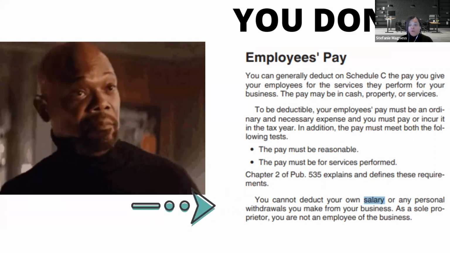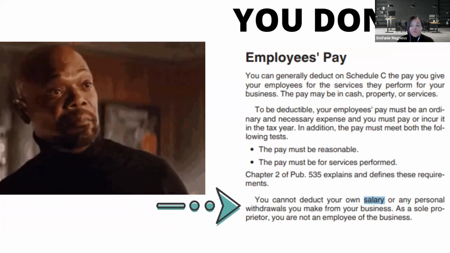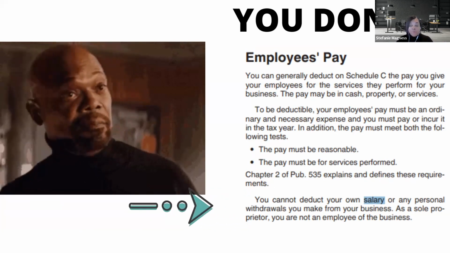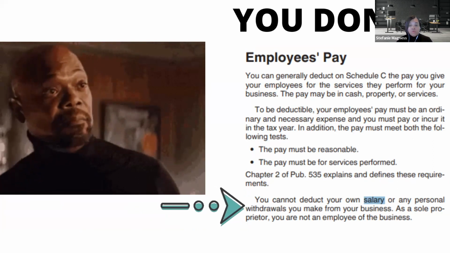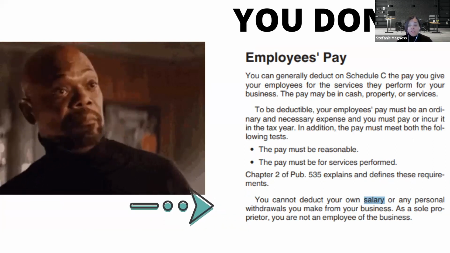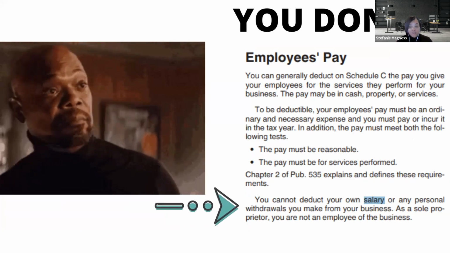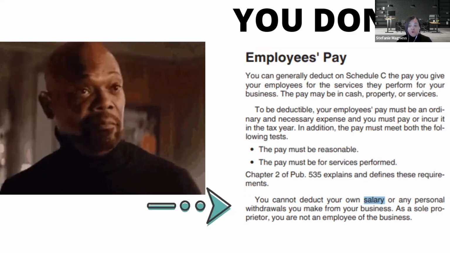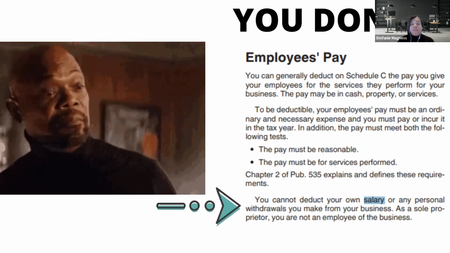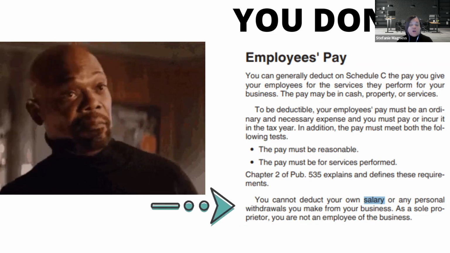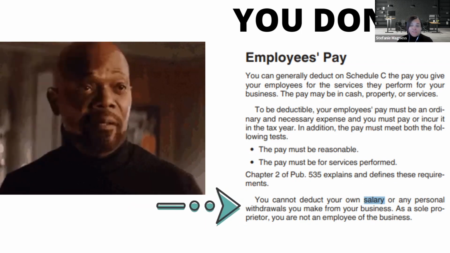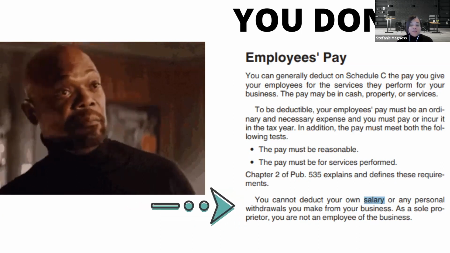And if you ever want to know, Publication 535 explains all this. If you Google IRS Publication 535, but if you're a client of mine and you want to learn more about it, we can talk about it, and I can share with you the publication. But you cannot deduct your own salary or any personal withdrawals from your business. You're not an employee of the business. You are a member. And it's also because of double taxation. You're already going to be charged self-employment tax. You don't want to be taxed on the same money as income. And so that's kind of how that works.